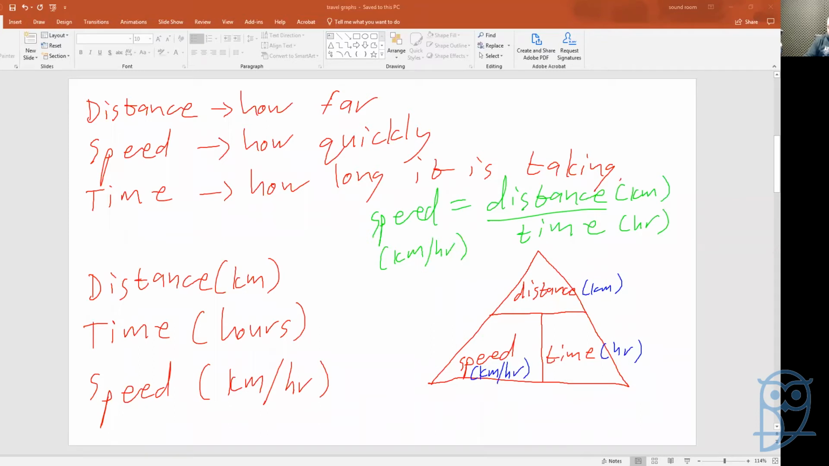And similarly, if I want to calculate distance, I cover up distance. And now that I've got them next to each other, I'm going to be multiplying my speed by my time. So therefore, I have my units, which is kilometers over hours, being kilometers per hour, times hours. The hours cancel because it's one on the top, one on the bottom. And that leaves me with kilometers, which is the distance quantity I'm looking for.